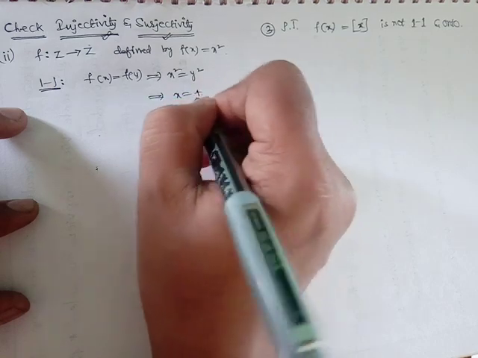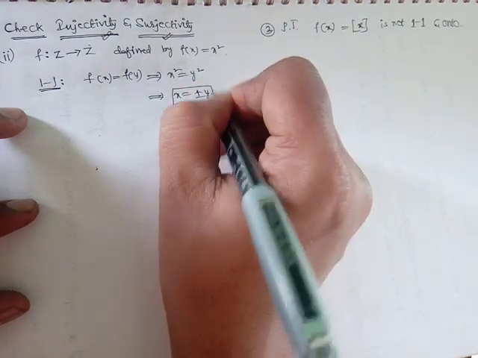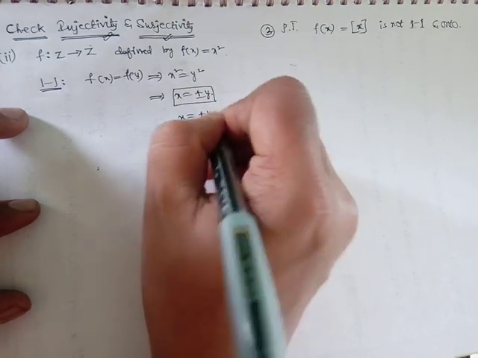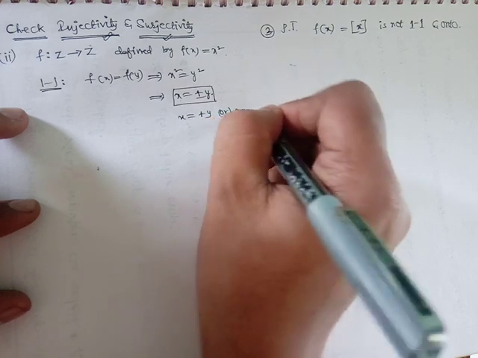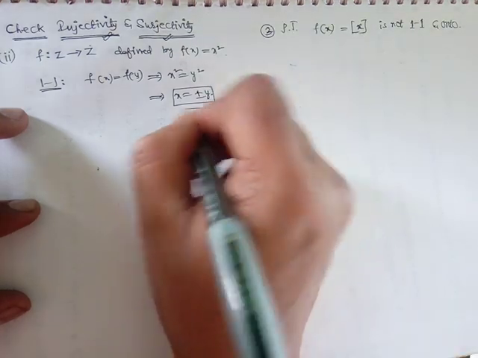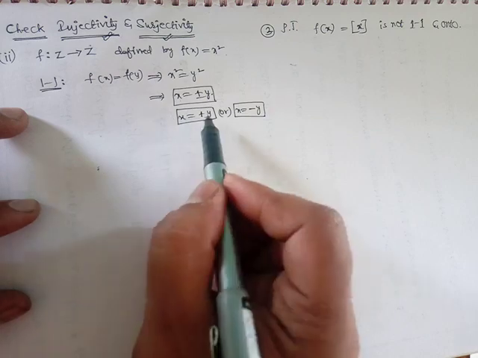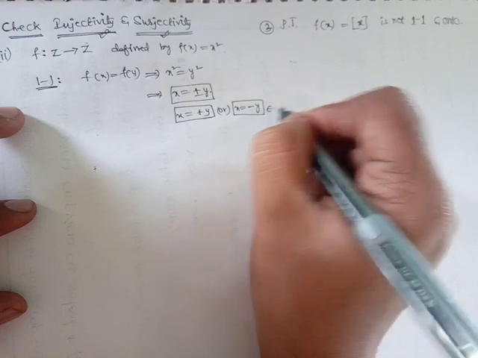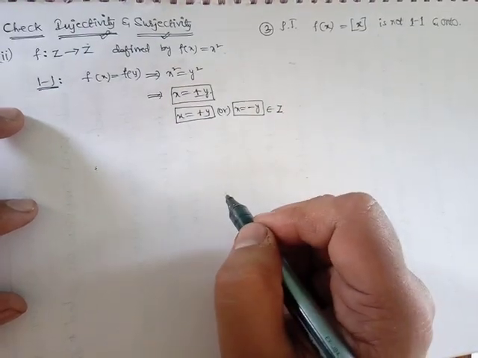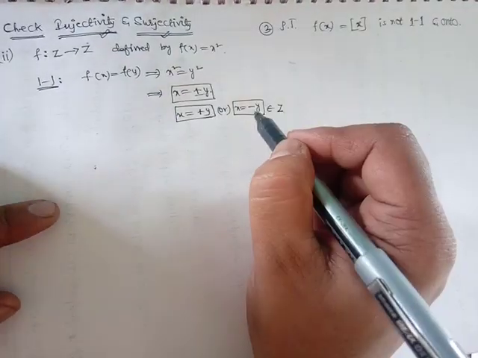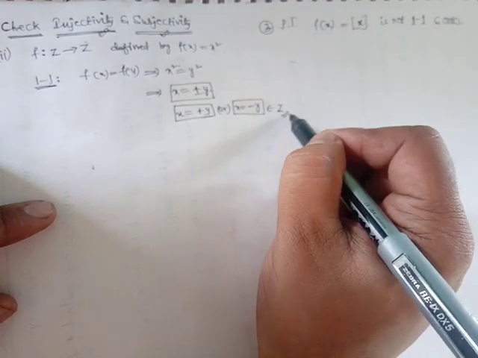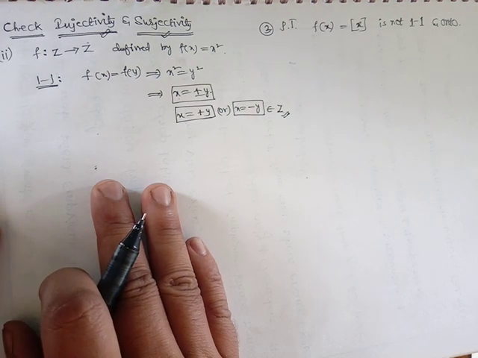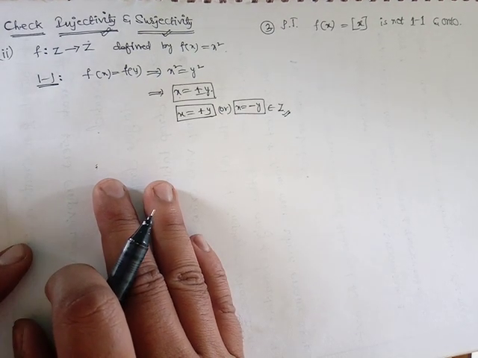and x can be taken as plus or minus y. So both are coming. x = plus or minus y, and it can be taken as x = y or x = −y. Because if we consider y as positive or negative, y and −y both belong to Z. So y is positive and −y is also going to be an integer. So x will take up both values, both images, y and −y.